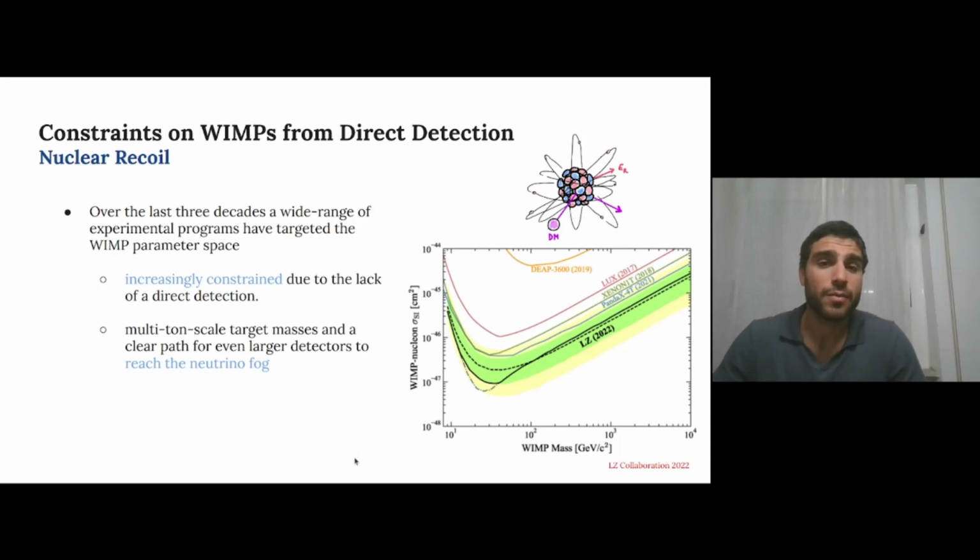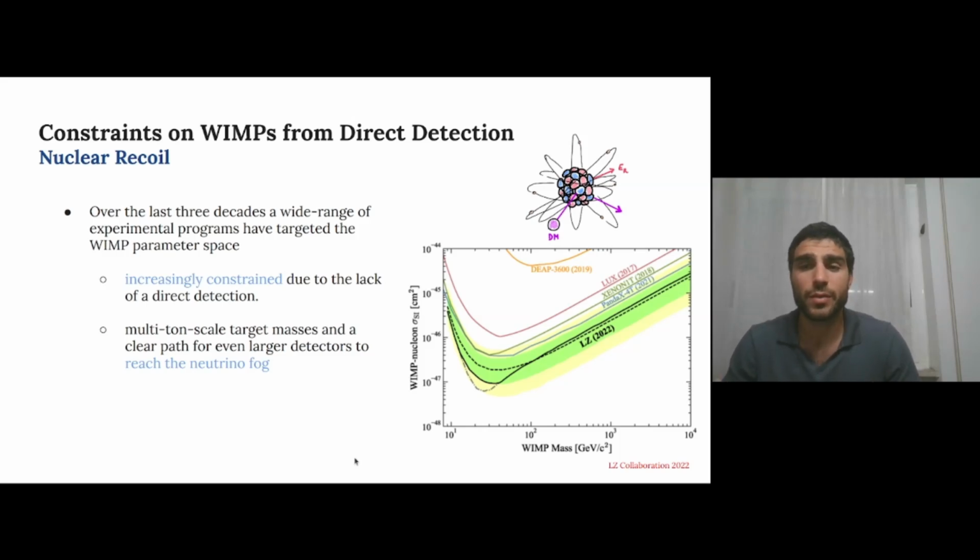Within the framework of this experiment, there is a strong push to get to even lower cross-sections, and so just go down in this plot. And to achieve this, one needs to build even larger detectors, which are already multi-ton in scale, and of course optimize all other aspects of the detector setup in order to lower the background even more.